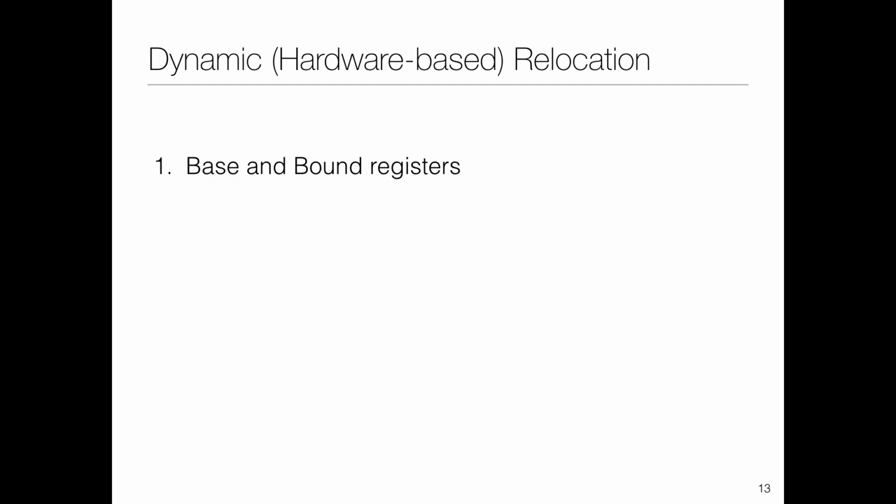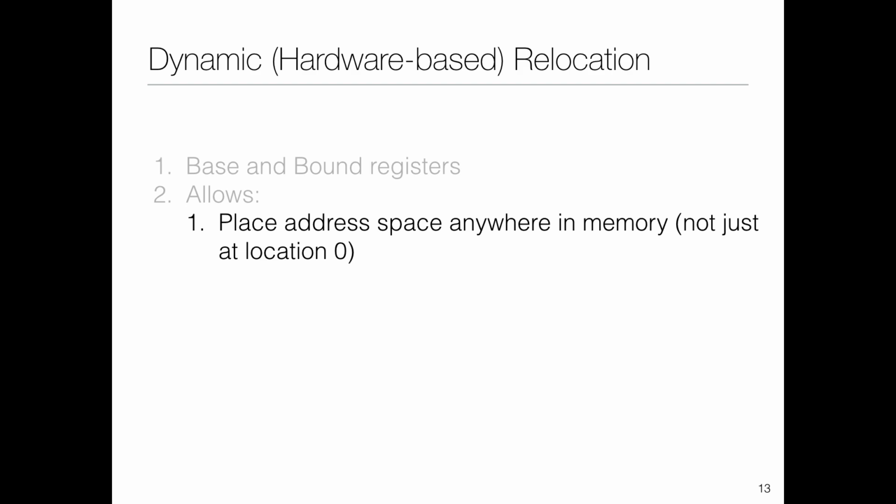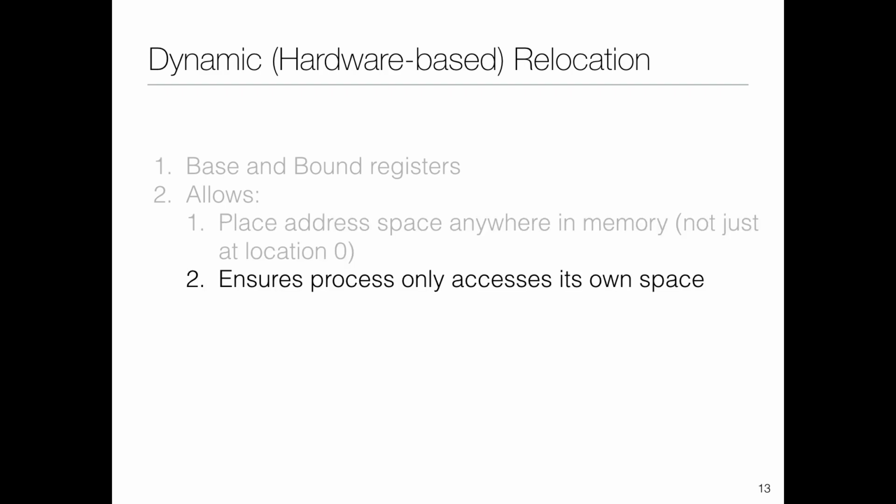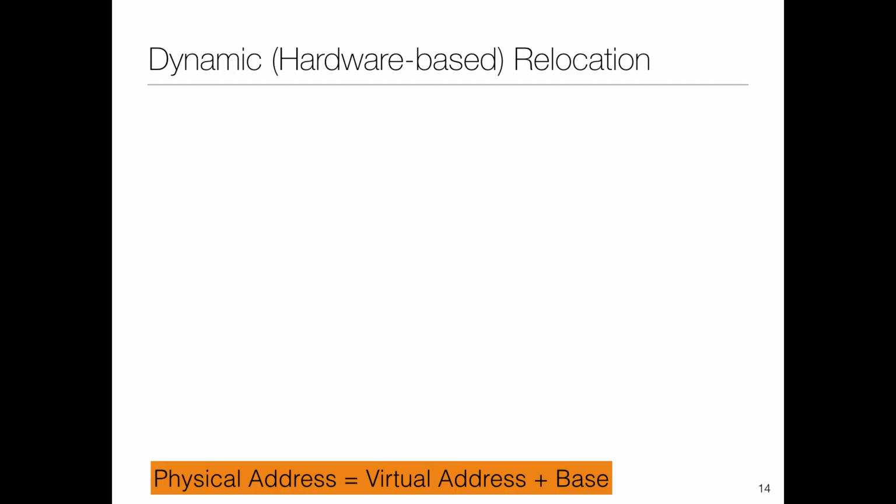So we have base and bound registers. This allows us to place the address anywhere in memory. So the virtual address, let's say, starts from 0 to 16 KB, but the physical address could be from anywhere, which is now given by the range from base till base plus bounds. So that's the address in the physical memory. It also ensures that a process is only accessing its own space, given that you have a bound register. We'll come back to this in a minute.